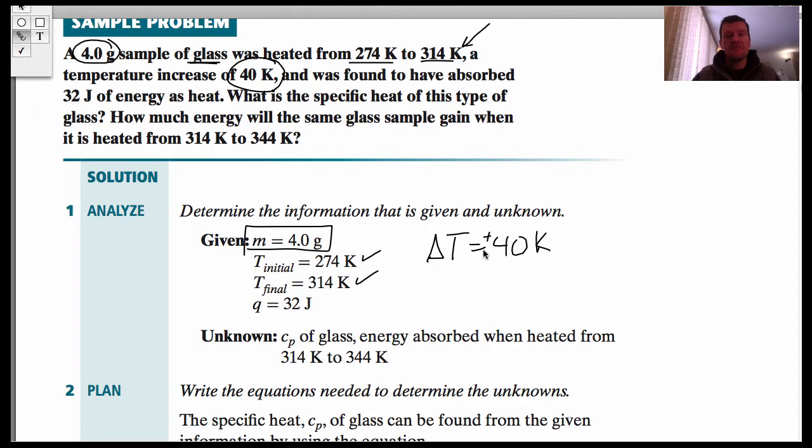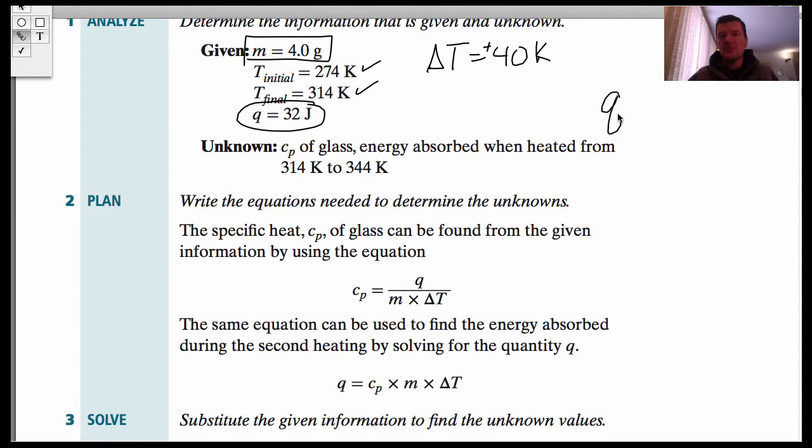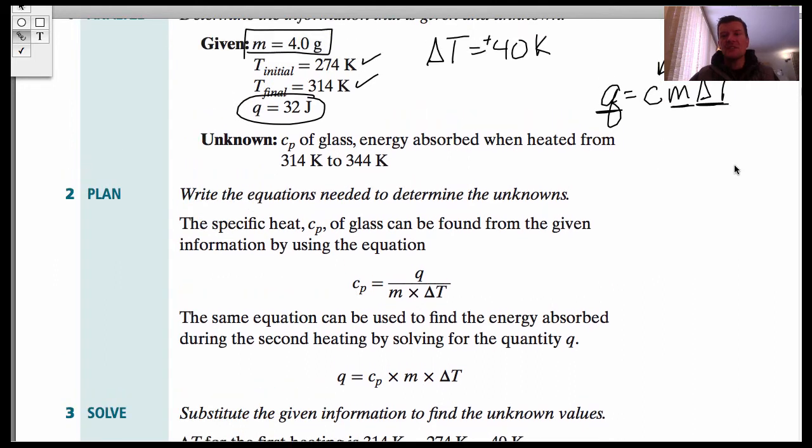Increase, positive 40. And was found to absorb, this is now your energy. That's the Q. You're told what the Q is. You're actually told the Q value here. That's the amount of energy that was absorbed. They're asking you to find the specific heat of this particular glass material. So in our formula, Q equals Cm delta T. You're given the delta T, you're given the mass, and you're given the Q. And you're asked to find the C value. So you can rearrange this and solve for C if you want. I'm basically going to divide both sides by the mass and the delta T.